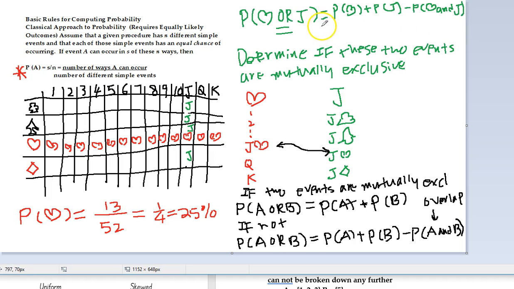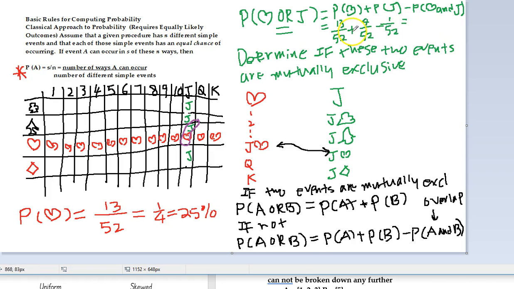So let's find the probability here. We know the probability of a heart is going to be what? We just found that out. There are 13 heart cards out of 52, so 13 out of 52. And for the jack, there are 4 different jacks, so there will be 4 out of 52. Now the overlapping area is right here. This is the overlapping area, so that means there will be 1 card out of 52.